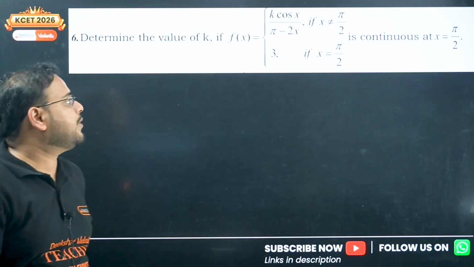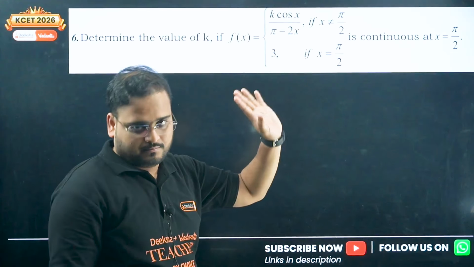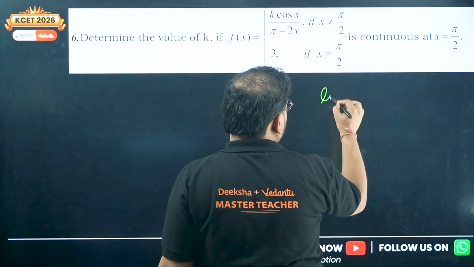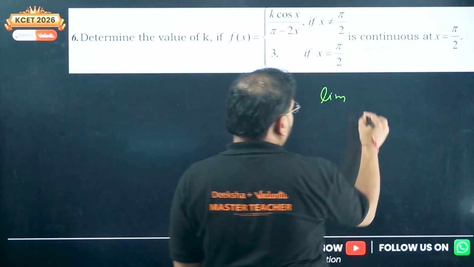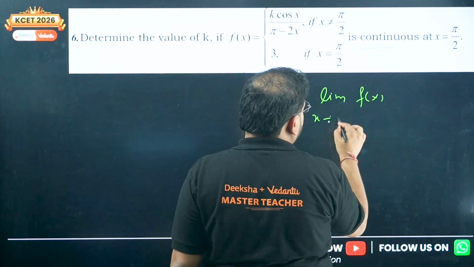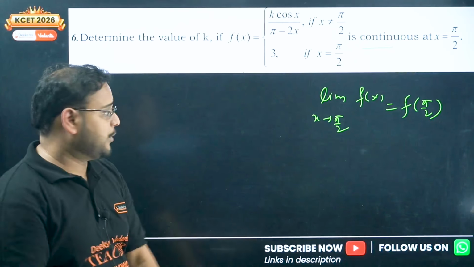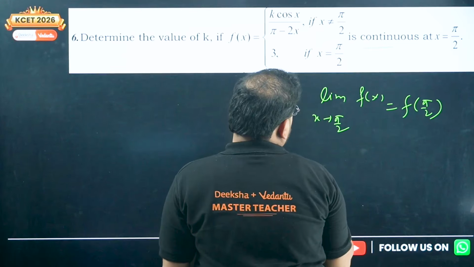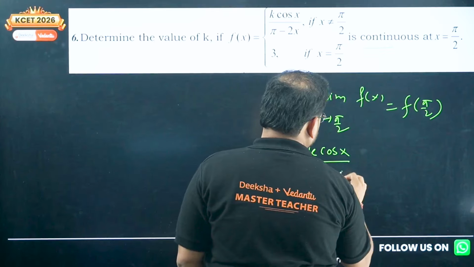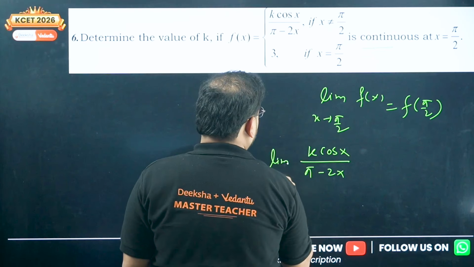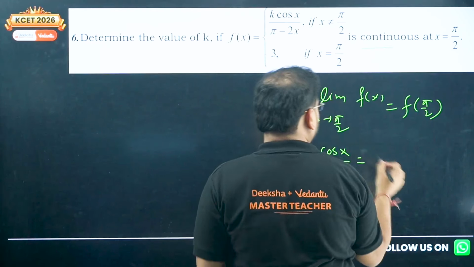K cos x upon pi minus 2x when x is not pi by 2, and when x is pi by 2 it is 3. Okay, sir. Limit value. They've given it is continuous at this particular value, x goes to pi by 2. So limit value of the function when x tends to pi by 2 should be equal to f of pi by 2. Apply now. So we'll have k cos x upon pi minus 2x, limit x tends to pi by 2, equals f of pi by 2, which is given as 3 over here.